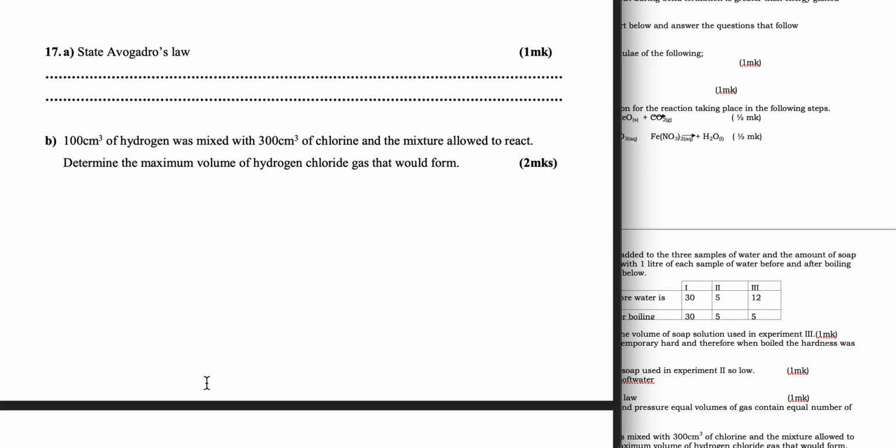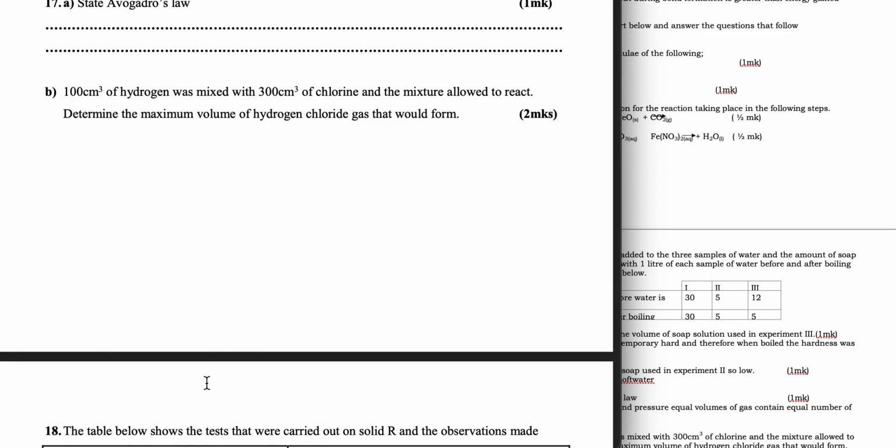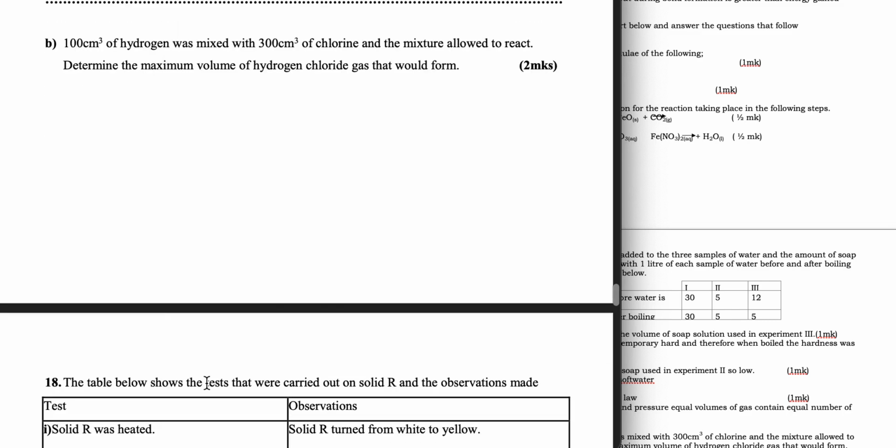Question 17b. 100 cubic centimeters of hydrogen was mixed with 300 cubic centimeters of chlorine, and the mixture allowed to react. Determine the maximum volume of hydrogen chloride gas that would form.